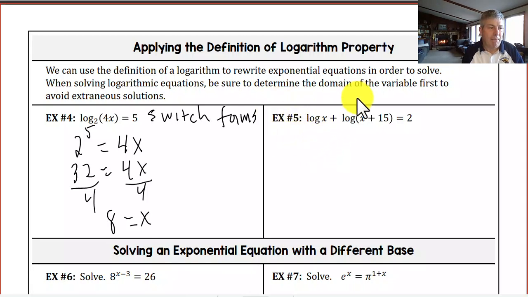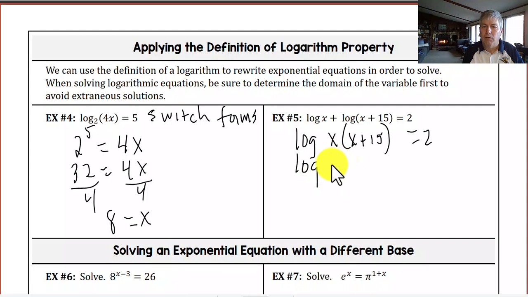In example 5, we're going to do a similar kind of thing, but we're going to apply our properties of logarithms here. Addition of logarithms is multiplication, so we can rewrite this as log base 10, or log, of x times x plus 15 equals 2, which is log of x squared plus 15x equals 2. Now I'm going to rewrite this in exponential form. Our base here is 10, so the exponent on 10 is 2, so x squared plus 15x equals 10 to the second, or 100.